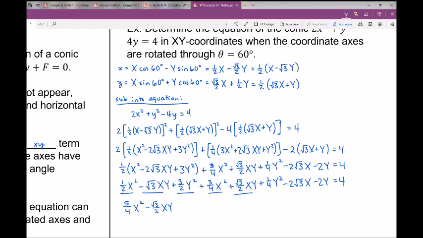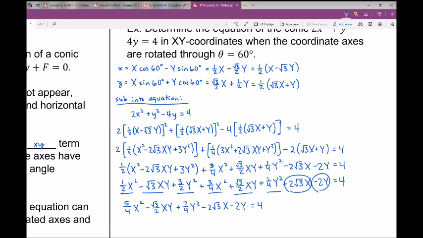Alright, so now that we've done the xy terms, let's look at the y squared terms. So we have 3/2 and we have 1/4. So if we add 3/2 to 1/4, we should get 7/4 y squared. Alright, now let's look at our x. So we only have one term that has an x and one term that has a y. So we'll just leave that the same. And that's going to be equal to 4.